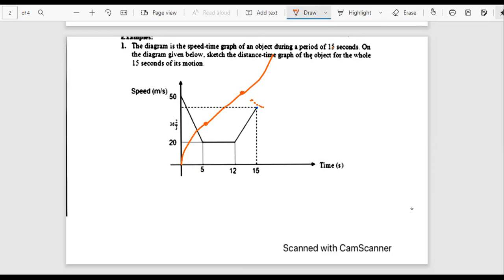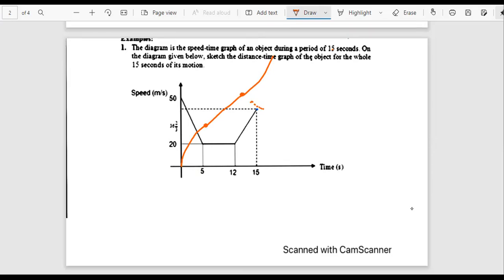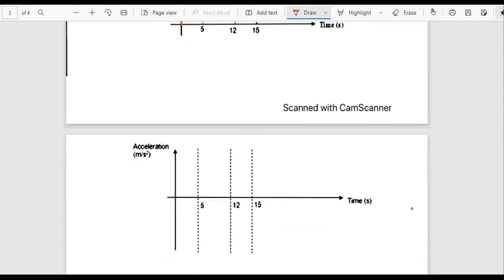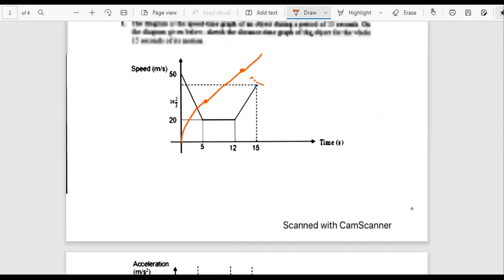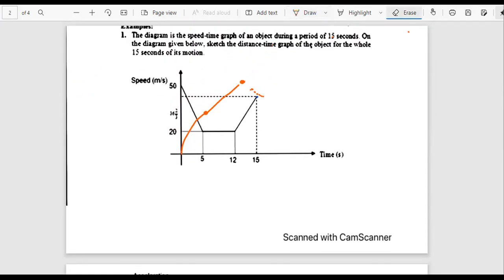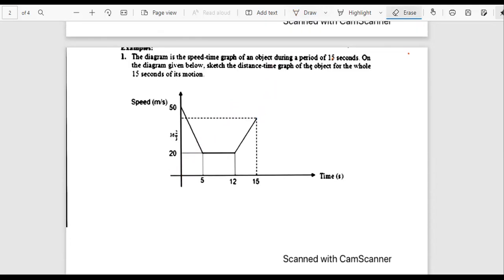Now I want you to make the acceleration time graph using the speed time graph. I am going to give you 1 to 2 minutes to think about it, make the graph, and then you can share the picture. So I will mute. I'll give you 1 minute and then you can send it to me.